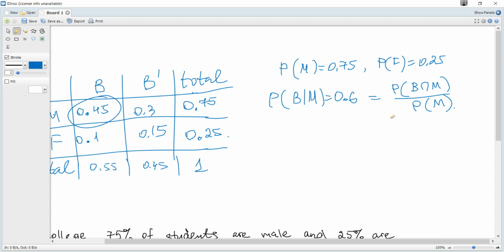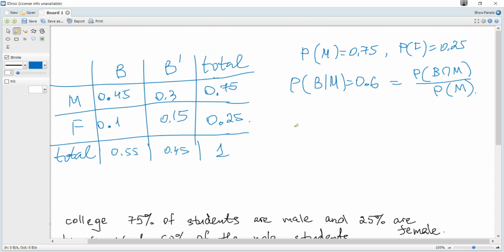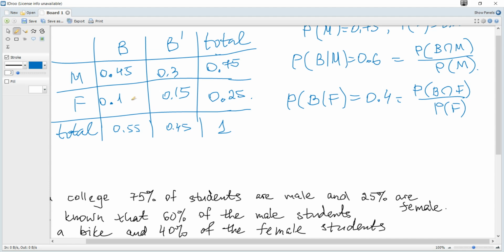0.6 times probability of male is 0.75, and probability of bike given female is 0.4, and it's probability B and F divided by probability of F, and you can see that probability B and F is this, its probability of female multiplied by 0.4, and we get 0.1.